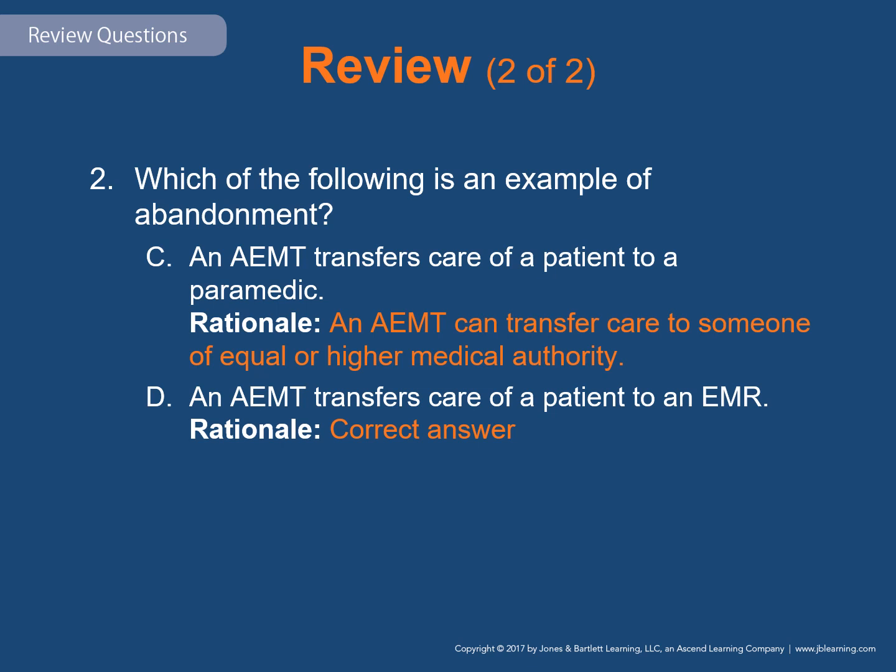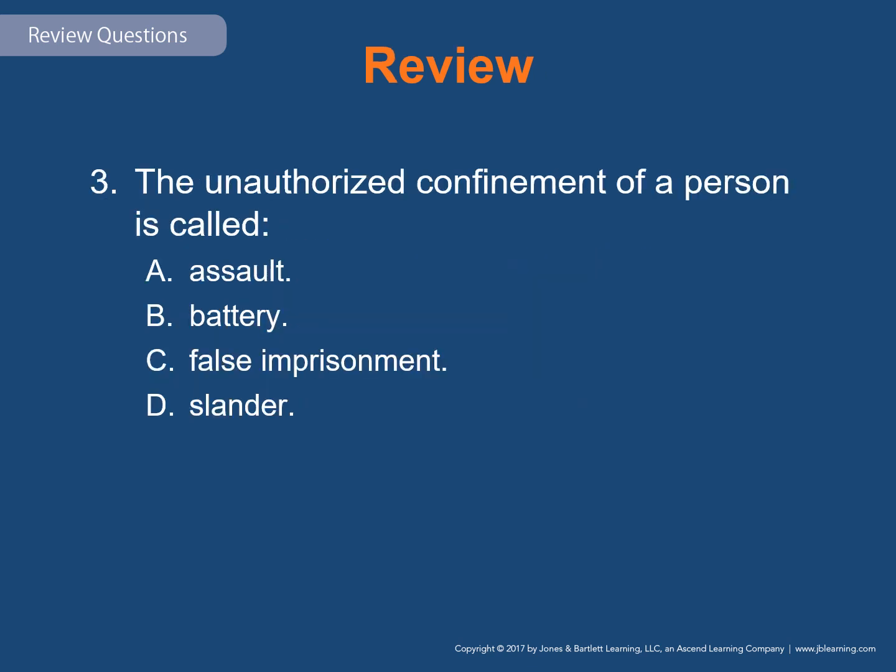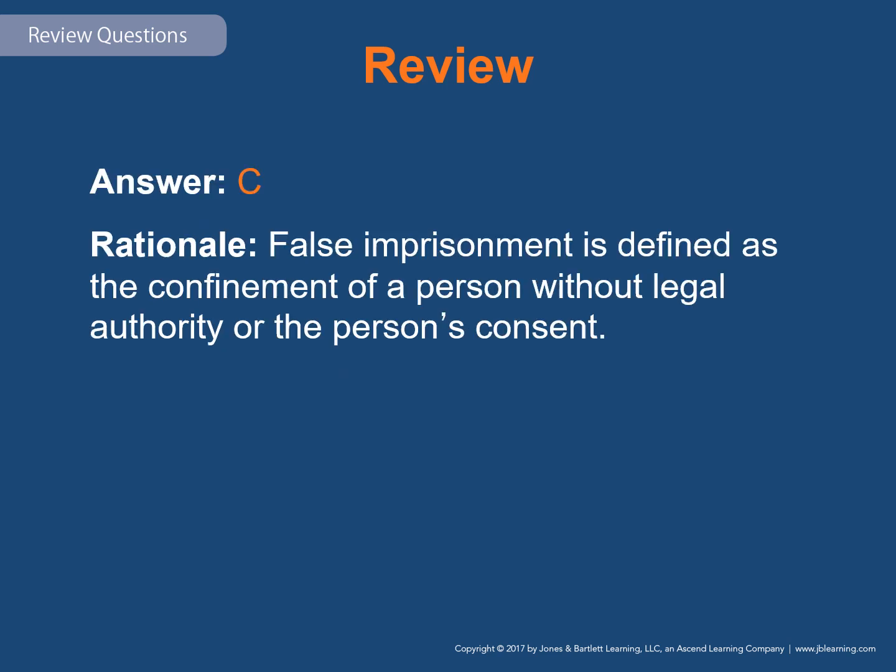All right, let's look at the next question. Question 3. The unauthorized confinement of a person is called assault, battery, false imprisonment, or slander. I bet you can figure this one out pretty easily. The answer is C. False imprisonment is defined as the confinement of a person without legal authority or the person's consent. Let's look at the other answers and see why they're incorrect.